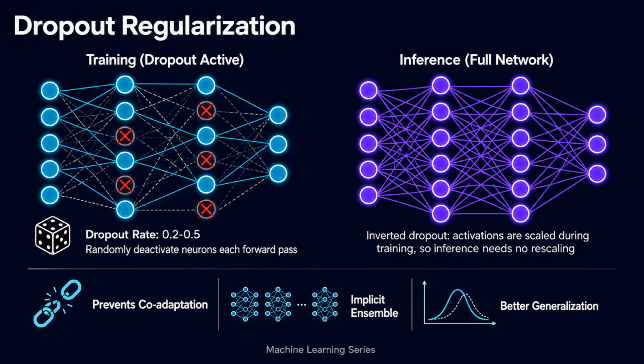At inference time, all neurons are active. Modern frameworks use inverted dropout. Activations are divided by the keep probability during training, so inference needs no rescaling and the expected output magnitude already matches. This ensures the expected output magnitude remains consistent between training and inference. Dropout is particularly effective in fully connected layers, where co-adaptation of neurons is most likely.